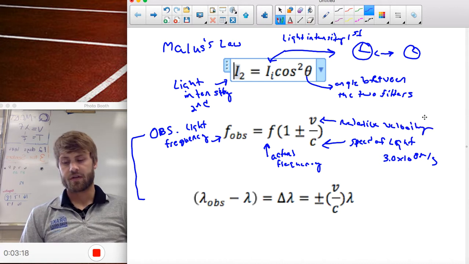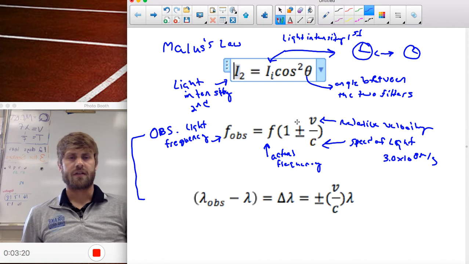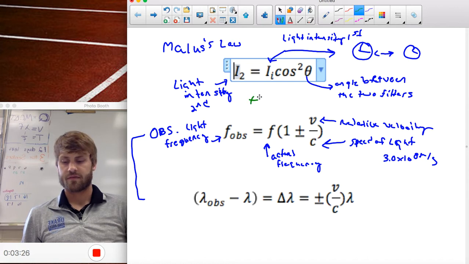And then the one note I put down for you guys is you see a plus or minus sign, so it is going to be plus if the objects are moving toward each other, and negative if they're moving away from each other.